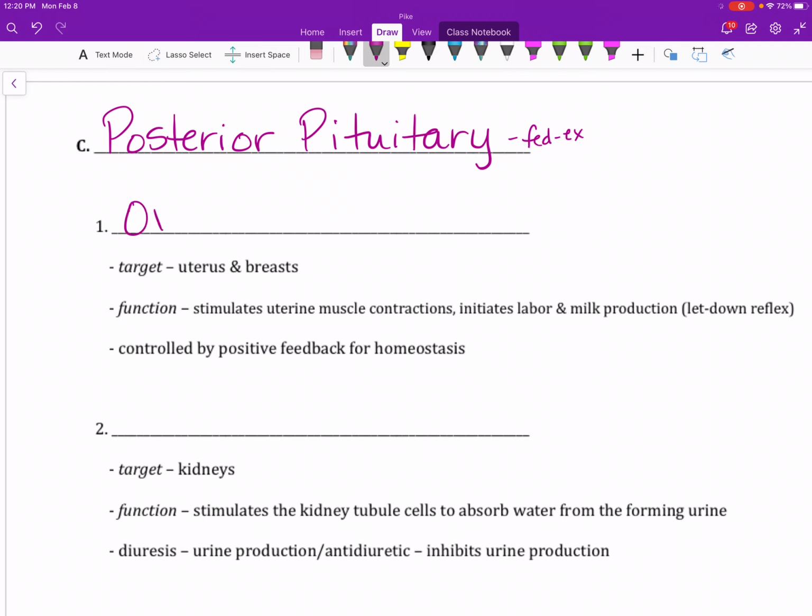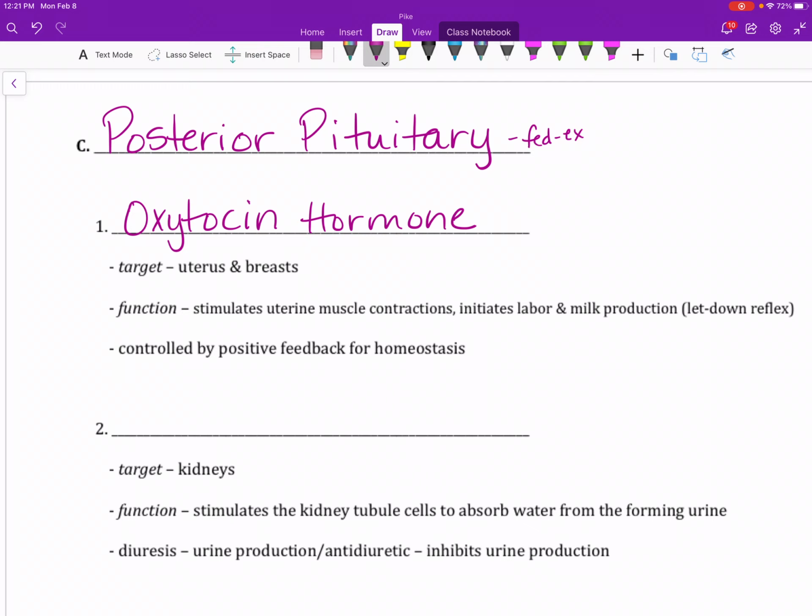This one is called oxytocin. Oxytocin hormone. It targets the uterus and breasts. So a female hormone. The uterus is where the embryo is going to implant for pregnancy. The function here is to stimulate uterine muscle contractions. The uterus is lined with smooth muscle tissue, which is involuntary.